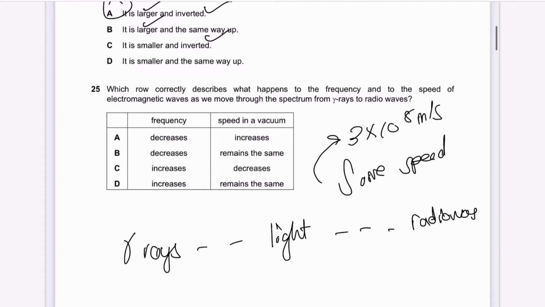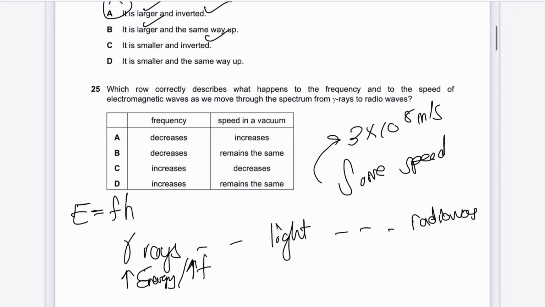Now, gamma rays have the maximum amount of energy, and when energy is high, frequency is high, because we have a formula E equals hf, where h is Planck's constant. E equals hf. So when energy is high, frequency is high. So gamma rays have the maximum amount of energy and maximum frequency.